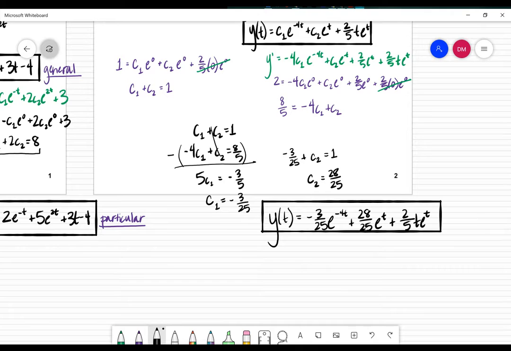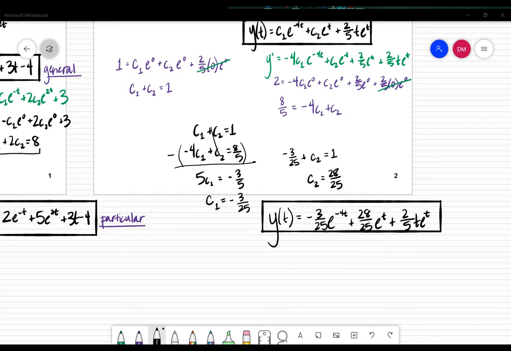So just keeping in mind our new work here that we have with our non-homogeneous equation and adding in that particular solution. So I hope that was helpful.